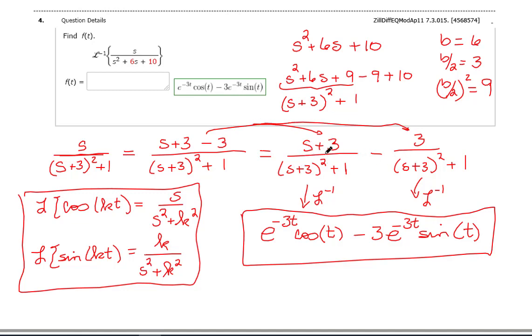So the first piece I can recognize as a shifted cosine. The second piece is a shifted sine. So we're going to see this difficulty in many places where we have to do this kind of process of adding and subtracting to manipulate it into a form that we can use.